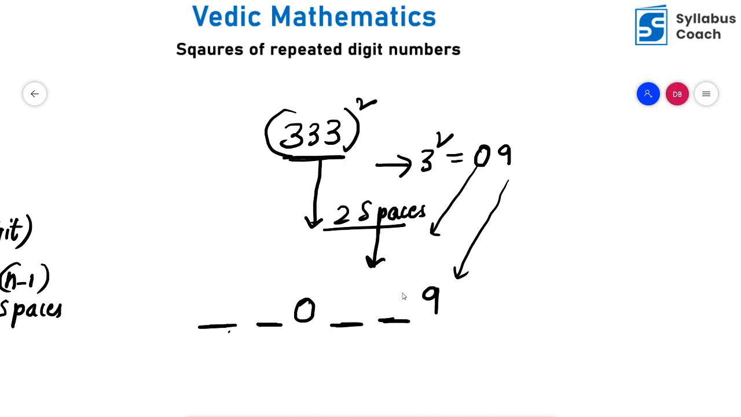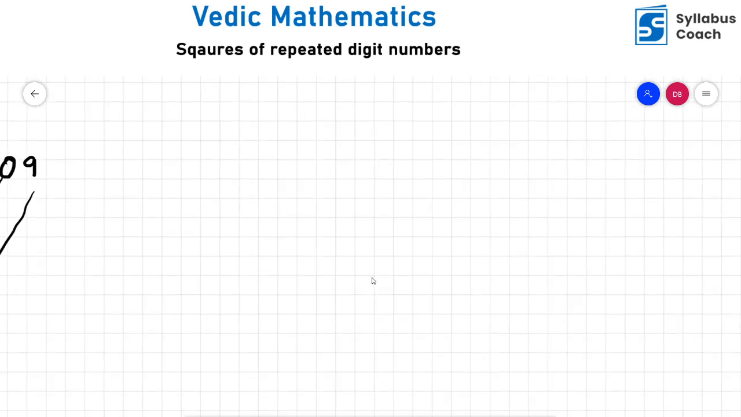Now, from this particular number, reduce 1, so it becomes 8. The same number is copied again, 8. And from this particular number, add plus 1, so it becomes 1 and 1. So the answer for this question is 1, 1, 0, 8, 8, 9. Isn't it? So let's do the next example.